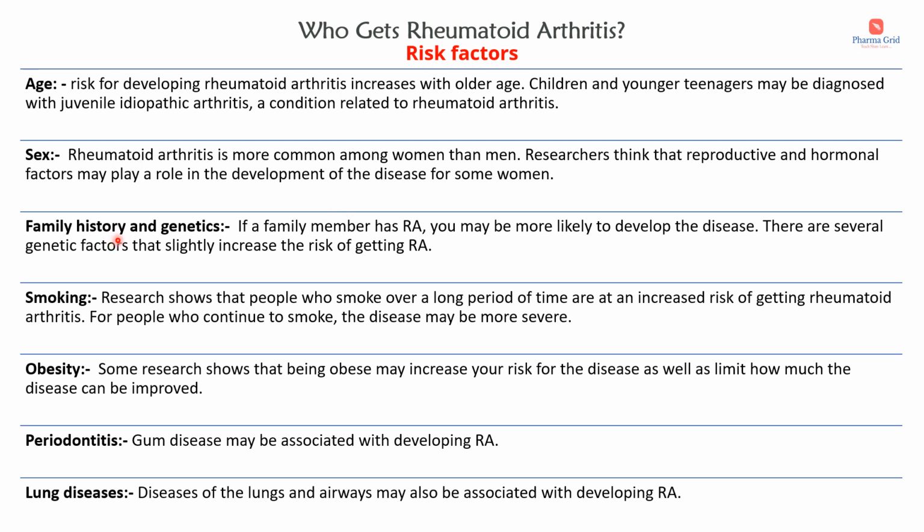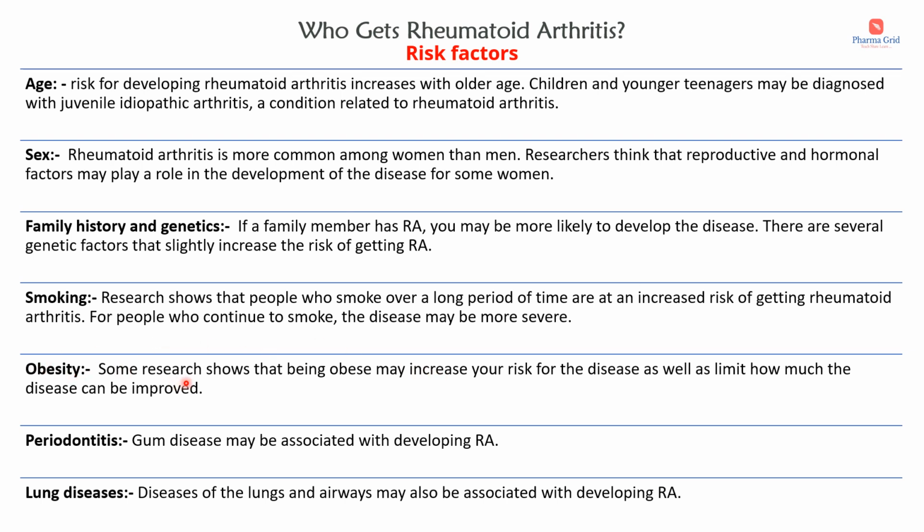And the next one is family history and genetics. If a family member has rheumatoid arthritis, you may be more likely to develop the disease. There are several genetic factors that slightly increase the risk of getting RA. And the next one is smoking. Research shows that people who smoke over a long period of time are at an increased risk of getting rheumatoid arthritis. For people who continue to smoke, the disease may be more severe.